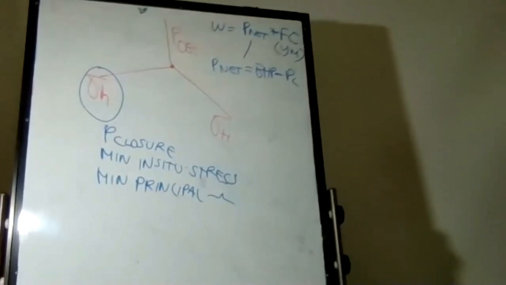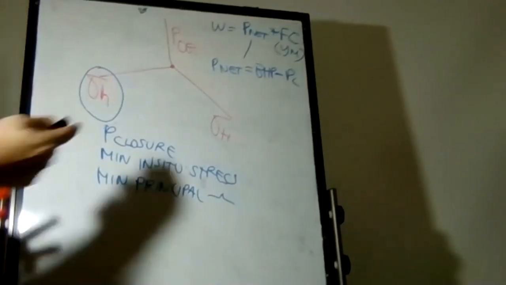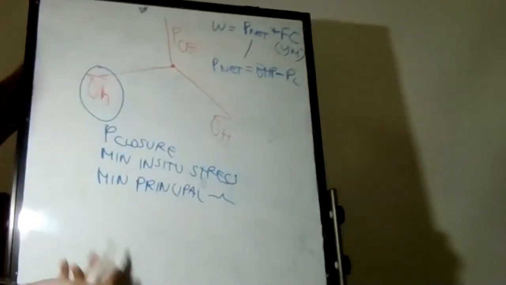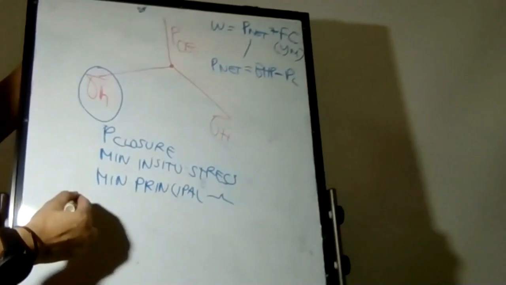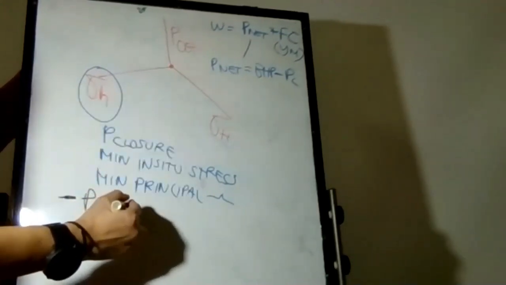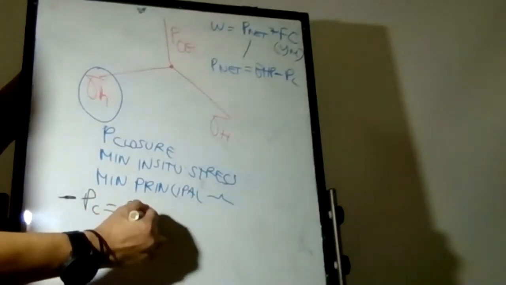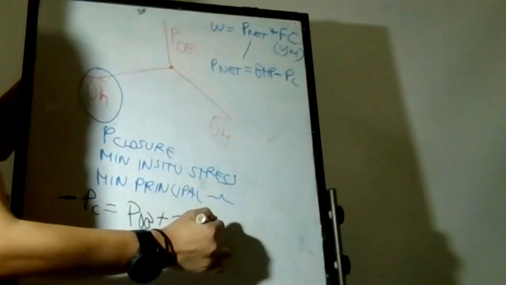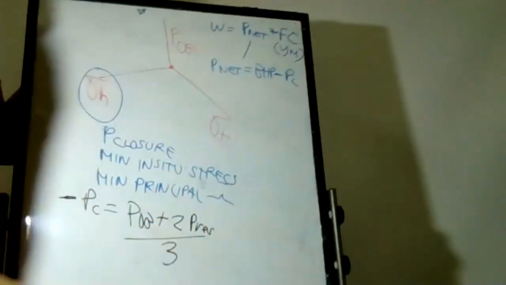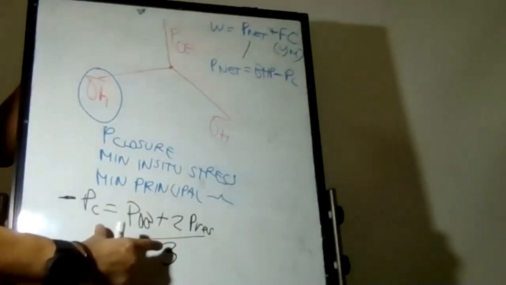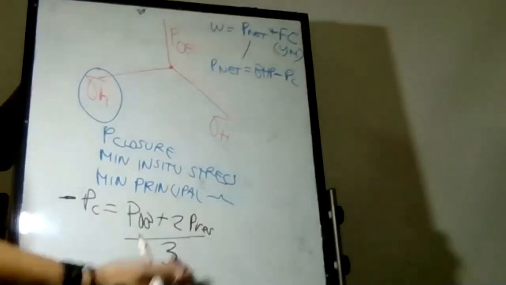Knowing that this closure pressure is important, how do you get this closure pressure value, at minimum? There is an approach that can be as simple as your P closure is equal to your P overburden plus 2 times P reservoir pressure, divided by 3. Okay, that is one of the easiest equations.